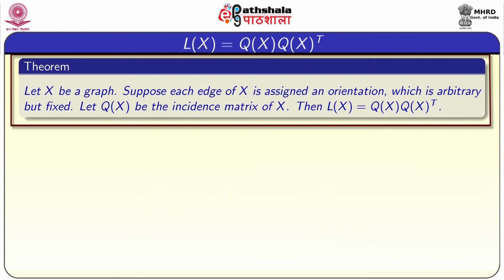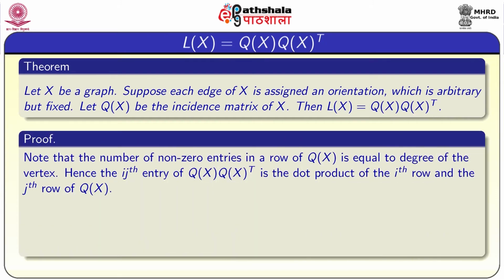Now we are going to prove an important result which relates the Laplacian matrix of a graph with the minus 1, 0, 1 incidence matrix of the graph X. Let X be a graph. Suppose each edge of X is assigned an orientation which is arbitrary but fixed. Let Q(X) be the incidence matrix of X, then L(X), the Laplacian matrix of X, equals Q(X) into Q(X) transpose.